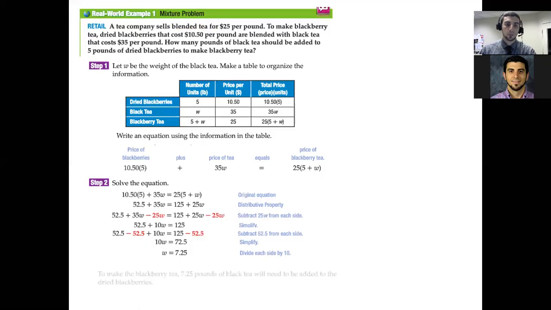What does that mean? Well, that means to make blackberry tea, you're going to need 7.25 pounds of black tea to add to the dried blackberries.